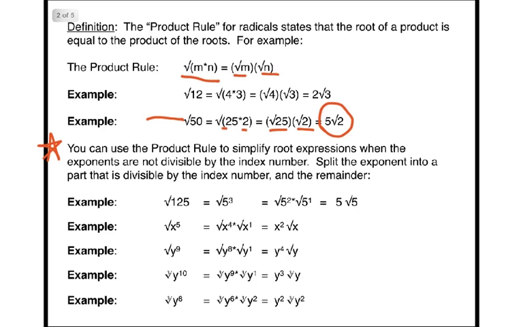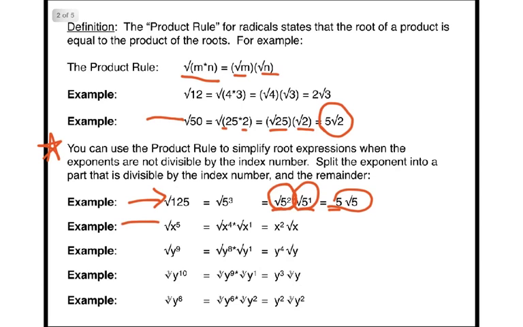You could also use the product rule to simplify root expressions when the exponents are not divisible by the index number. You will split the exponent into a part that is divisible by the index number and the remainder. For instance, root 125. 125 is actually 5 cubed. Now I can split 5 cubed, which is really 5 times 5 times 5, into the first part, which is root 5 squared, and the second part, root 5 to the first. Then the first part simplifies. Because it's a square root, the index is a 2, 2 divides into the exponent 2, that part simplifies to simply 5, and then the second part remains inside the root. So your answer is 5 root 5.